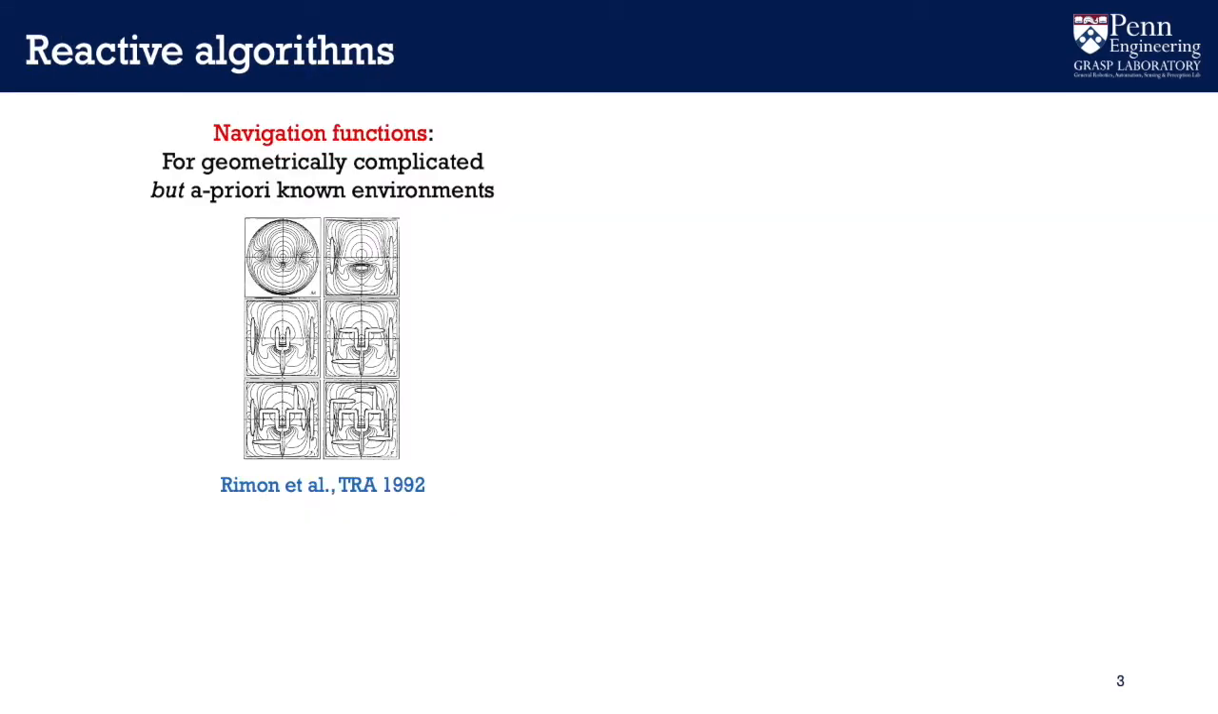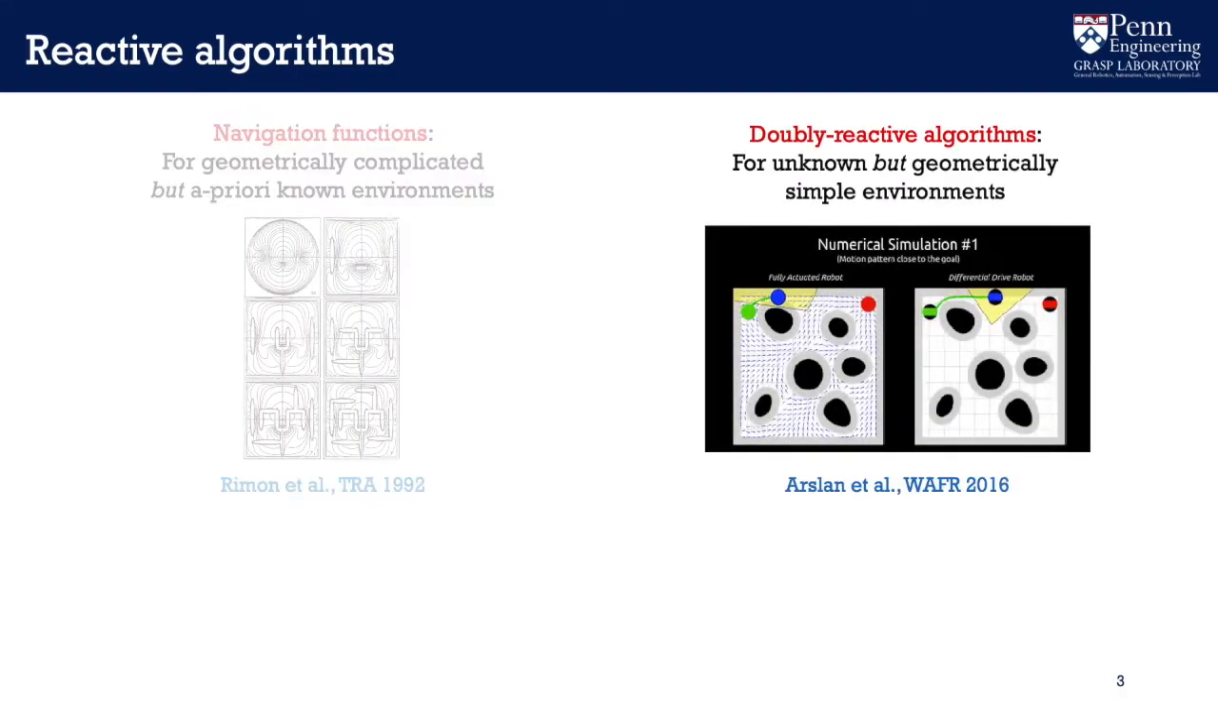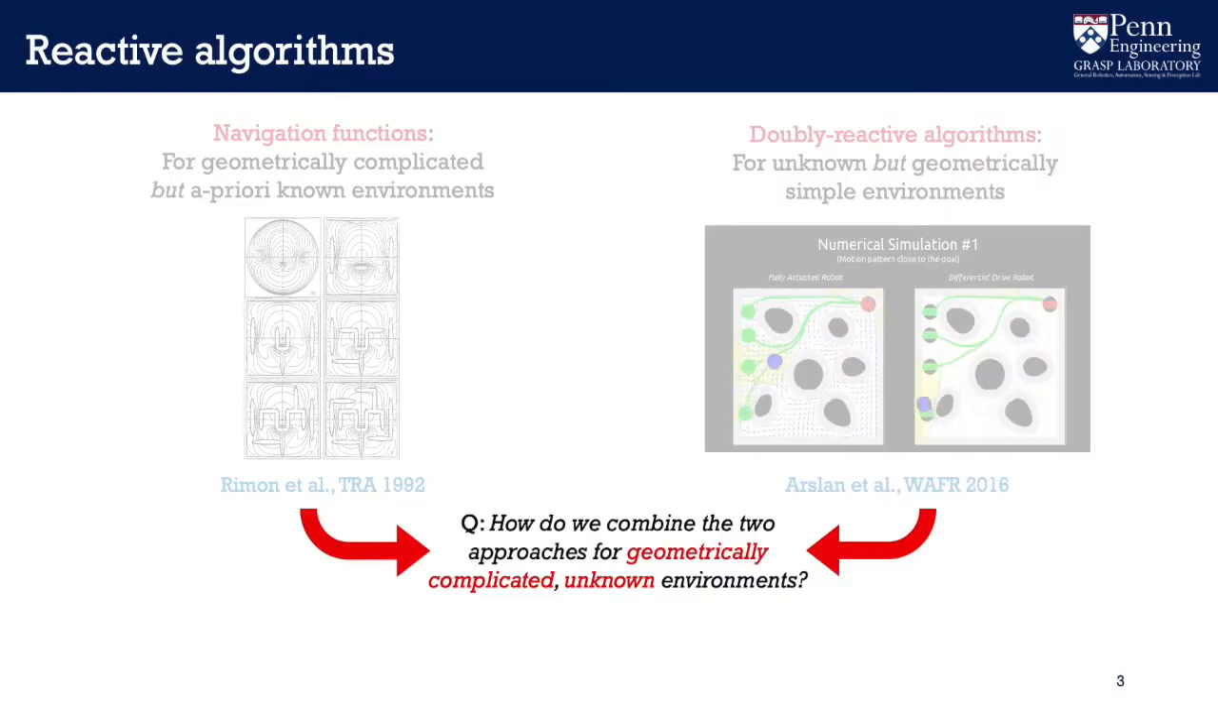Focusing on past work in reactive planning, navigation functions solve the problem of navigating to a desired target from almost any point in the configuration space in a priori known environments. On the other hand, recently developed doubly reactive algorithms, where both the trajectory and the vector field are generated online, work well in unknown but convex environments. This work combines the two approaches to solve the navigation problem in geometrically complicated, unknown environments.